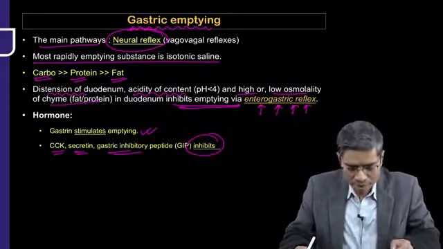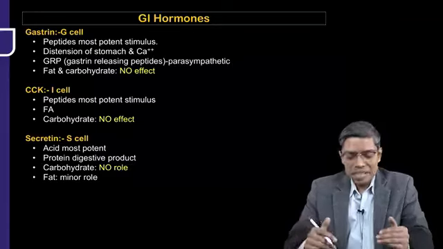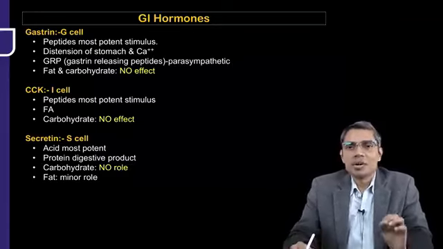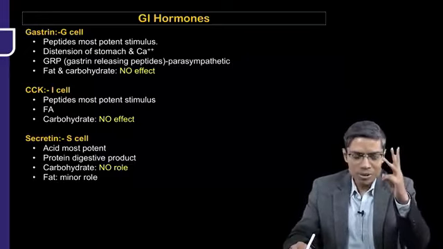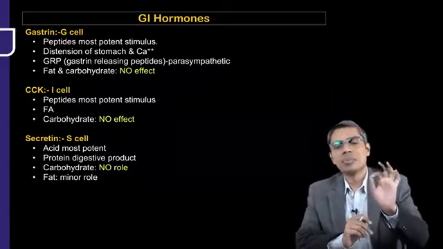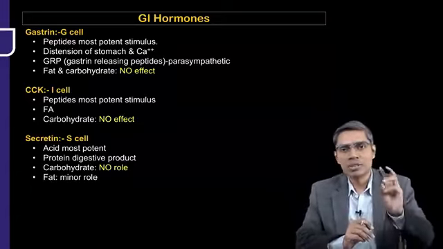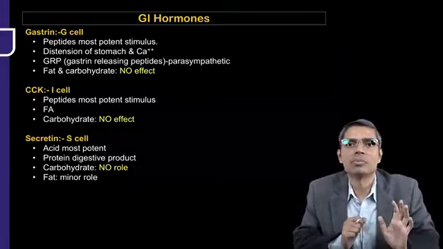Now next. The next topic in GIT, which is the second most important topic, is the GI hormones. Regarding GI hormones, at least revise 3 hormones. Who are those 3 hormones? Gastrin, CCK, secretin. The most important thing that you have to read about these 3 hormones is what is the stimulus for the secretion of each hormone.